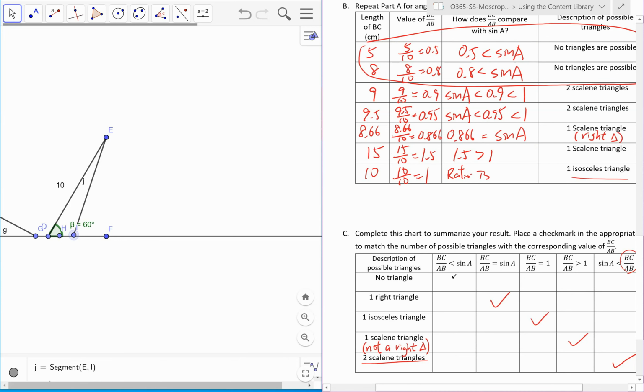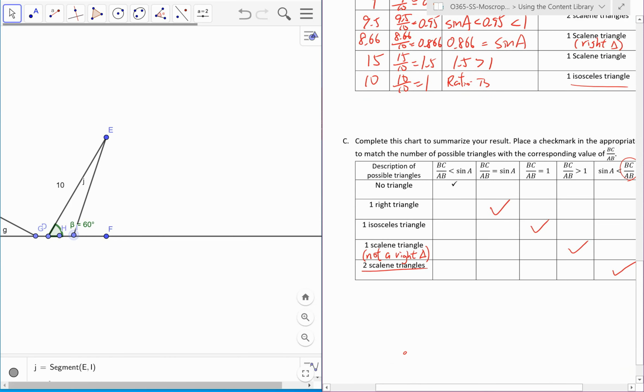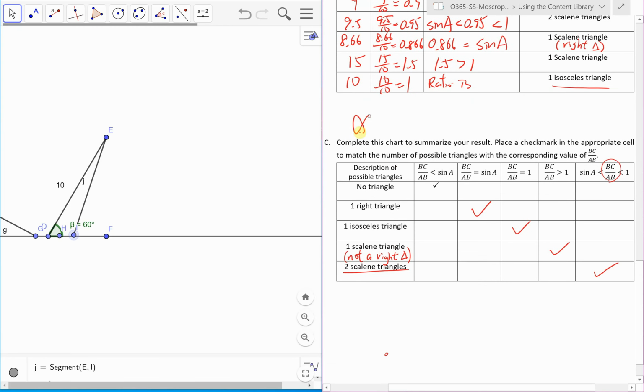It really just depends on what information is given to us, and we can tell whether we can make a triangle, two triangles, no triangle at all, one isosceles triangle, or one right triangle. Again, here is the summary. This is the summary of how to tell.